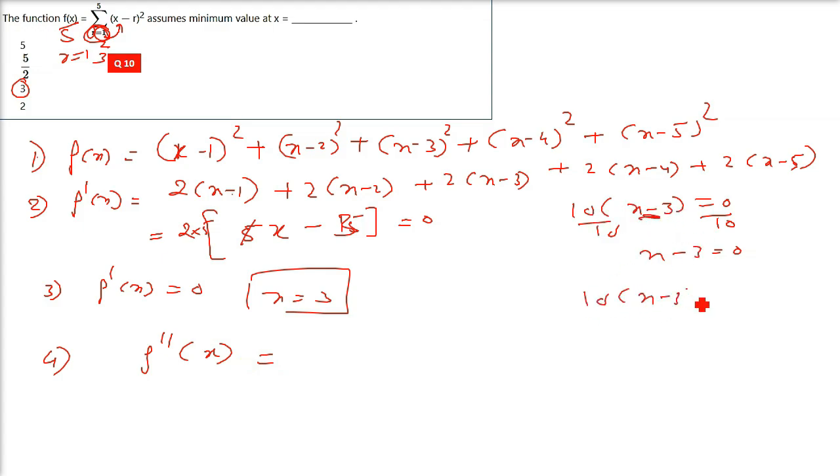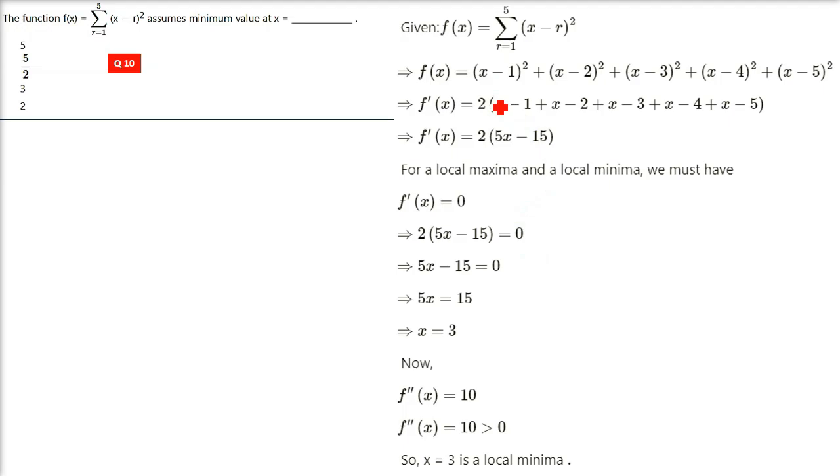And then you have to put x equals 3 and find out the sign of the value which comes when you put x equals 3 in the double differentiated value. So what do you get? This is 10, this is positive, this is minimum. All this I have already explained, and the language is very important. For local maxima minima, we must say x equals 3 is a local minima.